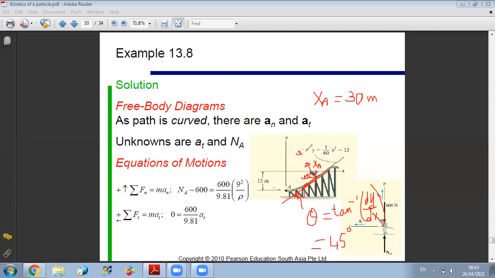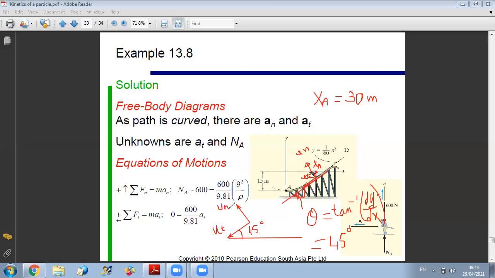Now, in this problem, if I want to draw the free body diagram, it is a little bit more complicated than the one at A, because as you can see, this is UT. It's making an angle of 45 degrees with the horizontal. This angle is 45, calculated from the position of A. Now, concerning UN, UN is perpendicular to UT. So this is UN. UT, UN.